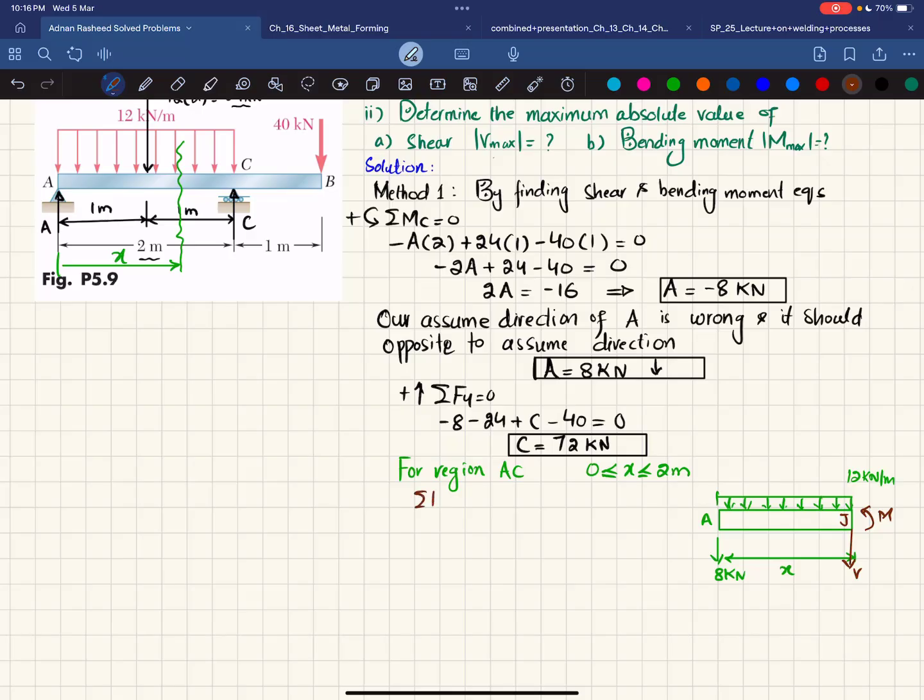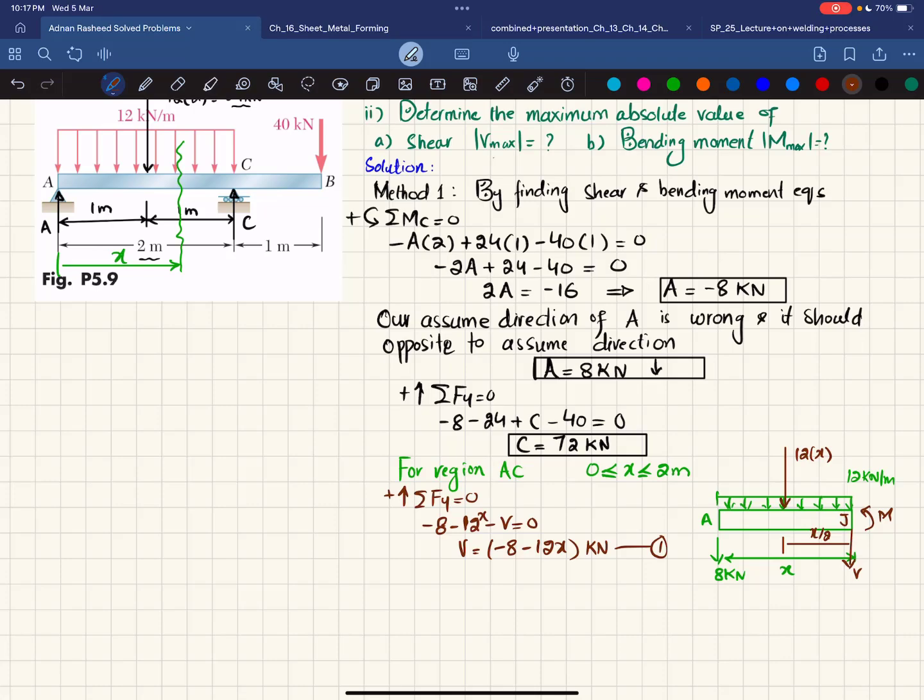So the first equation is that the sum of all forces along the y direction must be equal to 0, and upward force is taken as positive. So 8 kilonewton, which is downward, so minus 8, and this distributed load when converted into a point load will be equal to 12 times the distance over which it acts, and that is x, and it will act at x by 2 from either side. So minus 8 minus 12x minus V is equal to 0. So from here you will get V equal to minus 8 minus 12 times x, and the unit will be kilonewton. Let this be your equation number 1, and this equation 1 is the valid shear force equation for region AC.